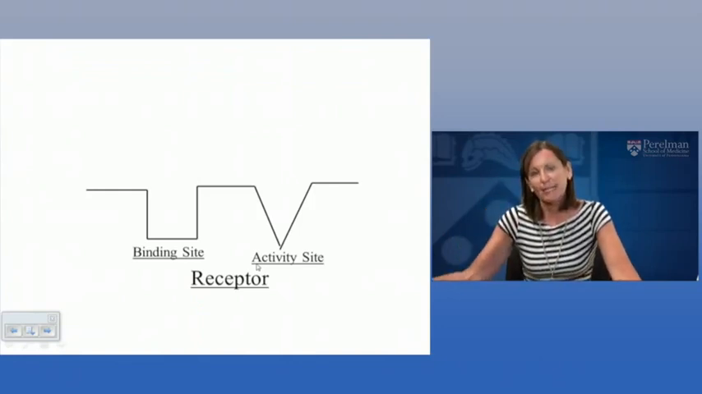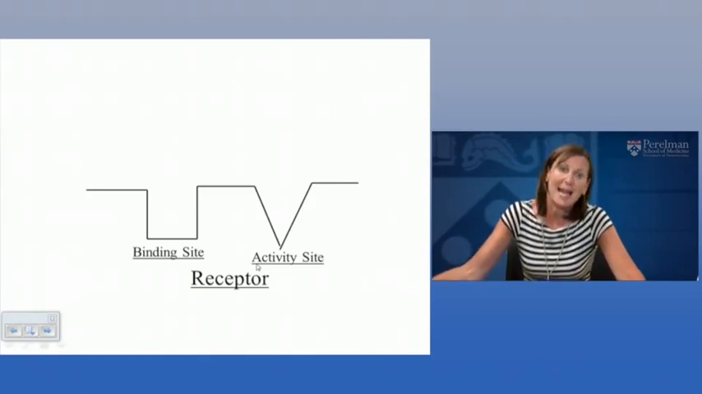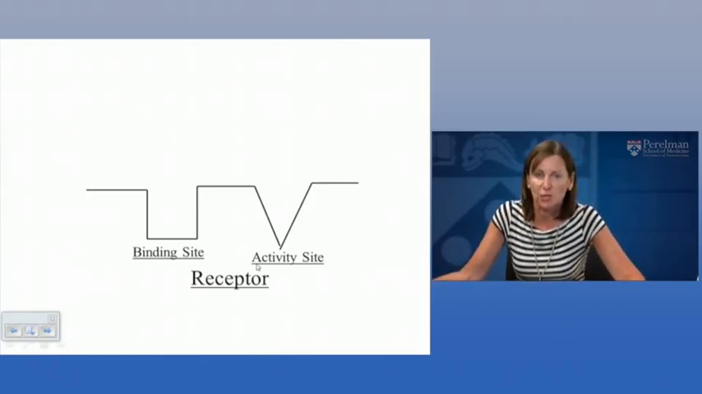So let's now look at a little bit about receptor interaction, returning to our last class in which we looked at drug receptor interfaces.